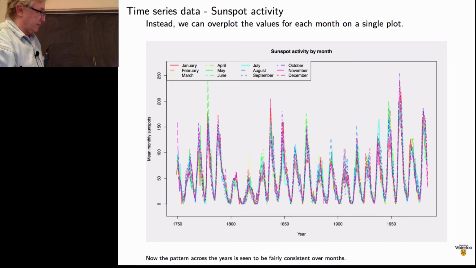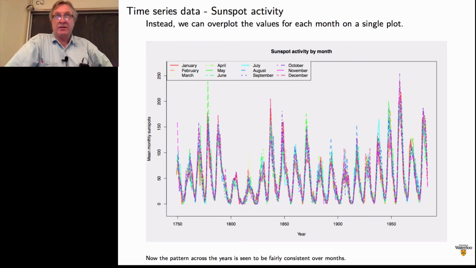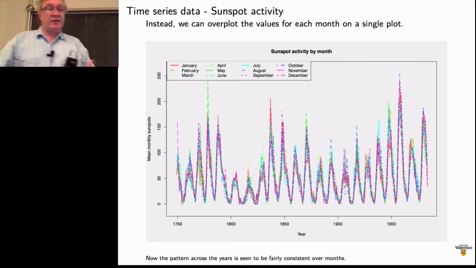So now that's the time series, 12 different time series plotted on top of each other, different colors, and you can see the agreement, okay, over time. So the months all seem to be about the same there. So lots of ways of looking at this.